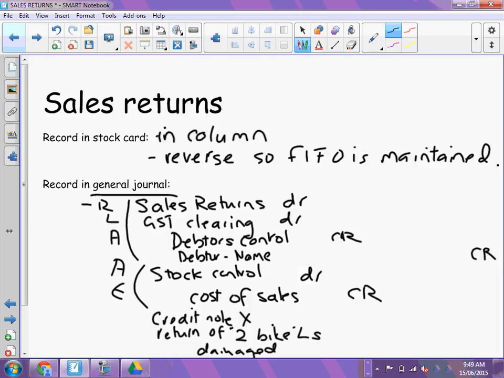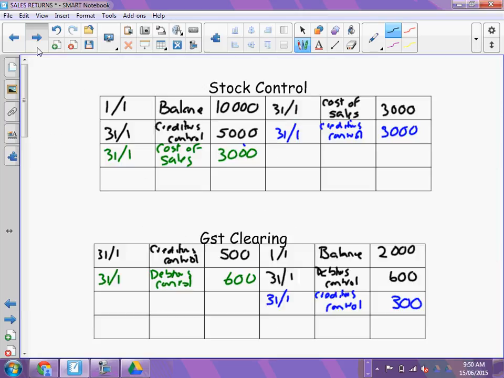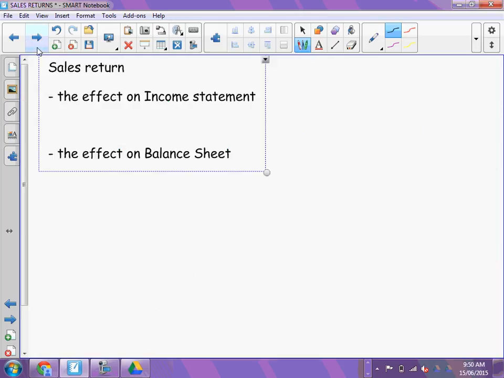So the effect on the income statement. Which ones affect the income statement? The negative revenue and the expense. Okay? We're crediting the expense. So are we increasing or decreasing the expense? Decreasing it. And the sales return is doing what to revenue? Decreasing it as well. So the first thing you have to say is you have a new account called sales return. That is written in the income statement.